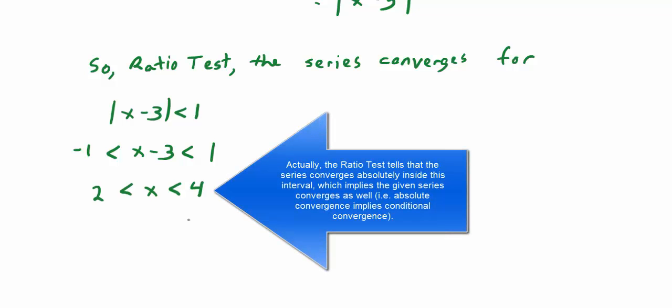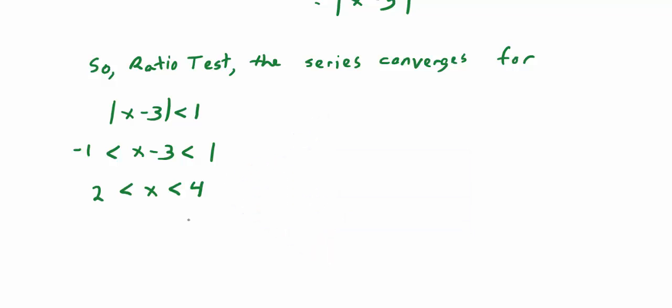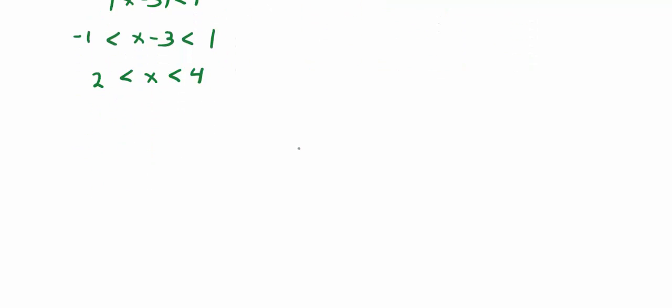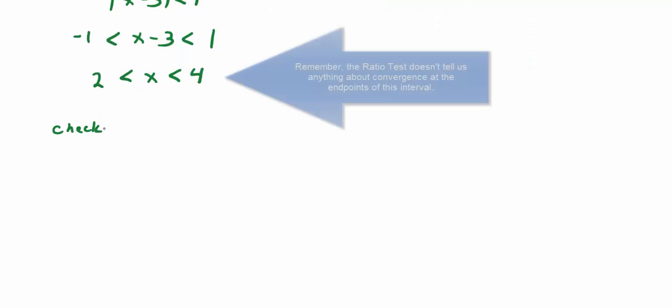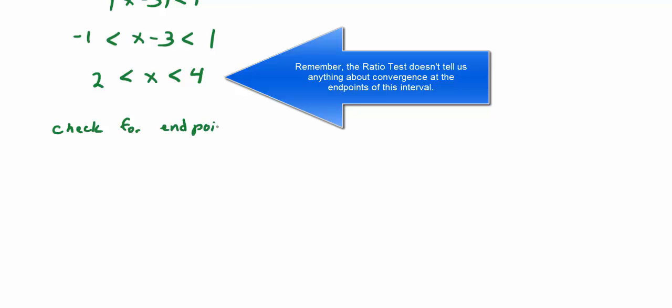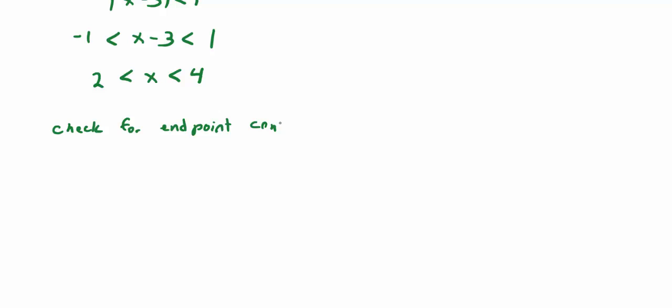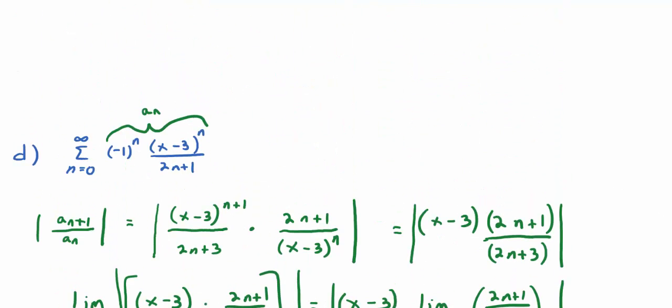But wait, there's one more item I need to talk about before I let you go. What about the endpoints? What about 2 and 4? What happens there at those endpoints? So we do have to check for endpoint convergence. So what if x equals 2? That's the first thing we need to consider. That's the left-hand endpoint. Now let's go back and remind you what this series is.